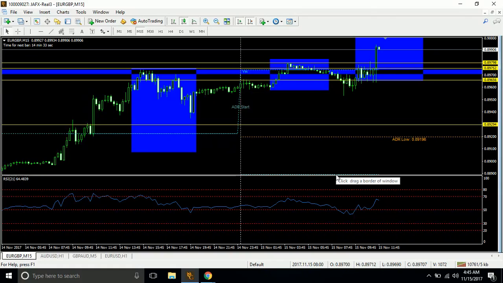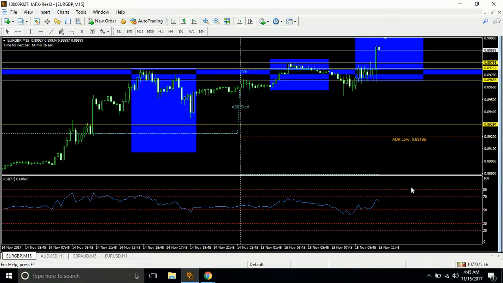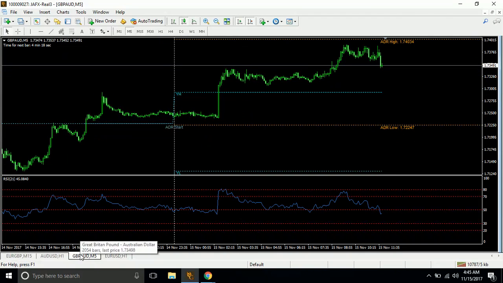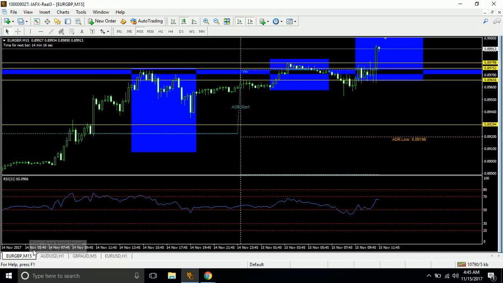Notice how I said I expected it to be bad for the pound. I mean, bad for the Euro, good for the pound, which would have drawn it down. In fact, this could be potentially good for the Euro, bad for the pound. And we can pretty much confirm that with this high being taken out.